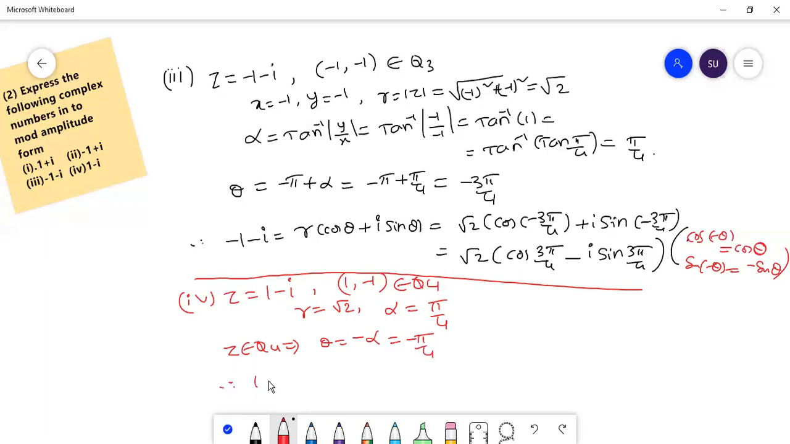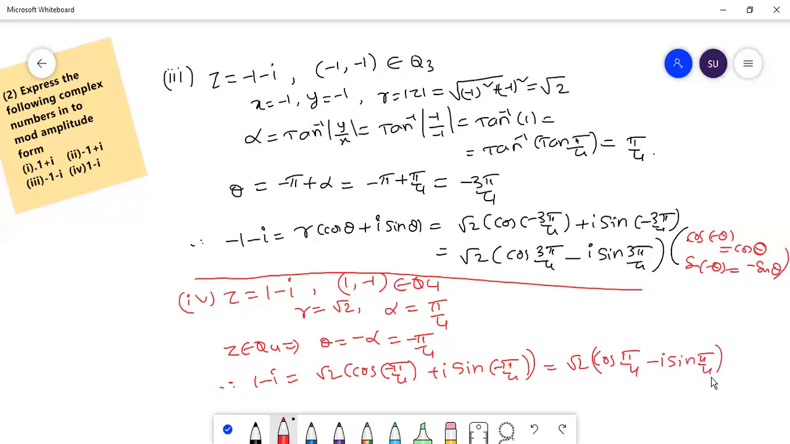Therefore 1 minus i is equal to root 2 into cos of minus pi by 4 plus i sin of minus pi by 4, which is equal to root 2 into cos pi by 4 minus i sin pi by 4. So these are the problems about mod amplitude form.